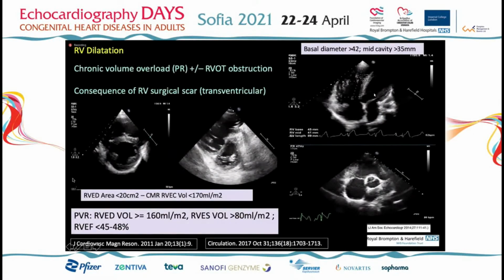And what are the consequences of severe pulmonary regurgitation or volume overload? So they contribute to right ventricular dilatation and dysfunction, but there are other reasons for right ventricular dilatation post-tetralogy of Fallot repair, like for example, a residual obstruction when it's very severe and very long lasting, or previous scars across the ventricle, so previous transventricular incision.